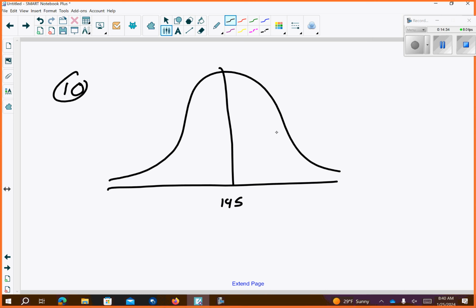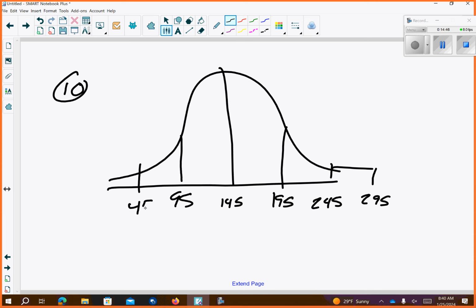So I'm going to add 50. That gets to 195. Add 50, 245. Add 50, 295. I think I did my math right. Subtract 50, that's 95. Subtract 50, that's 45. Subtract 50, that is negative 5. Okay? Oh, geez. All right. And then that's basically our distribution.